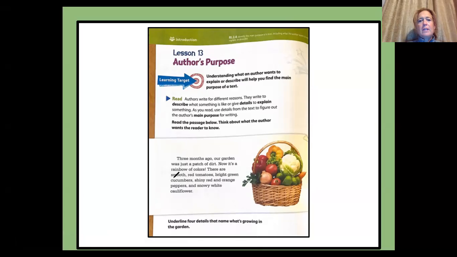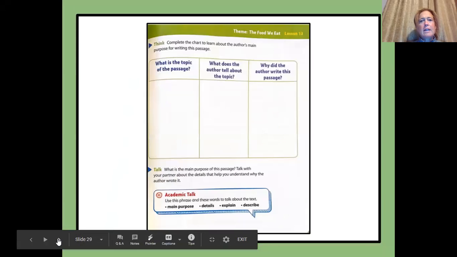So we saw smooth red tomatoes, bright green cucumbers, and shiny red and orange peppers. We also have snowy white cauliflower. Okay, so we've underlined 4 details that name what's growing in the garden. So let me grab my mouse back and we will go on to the next slide.